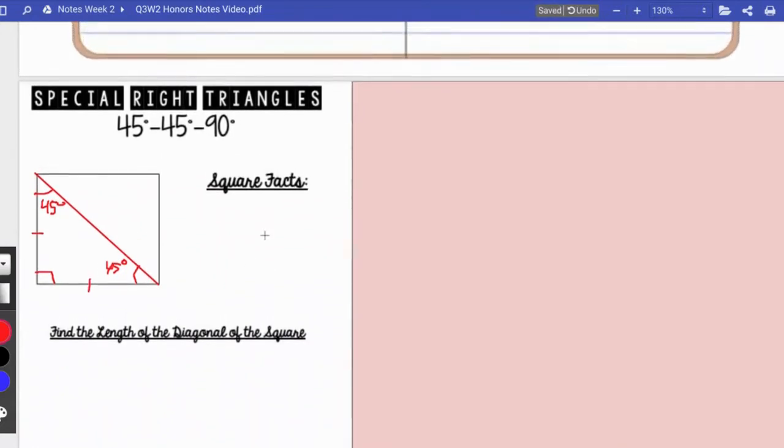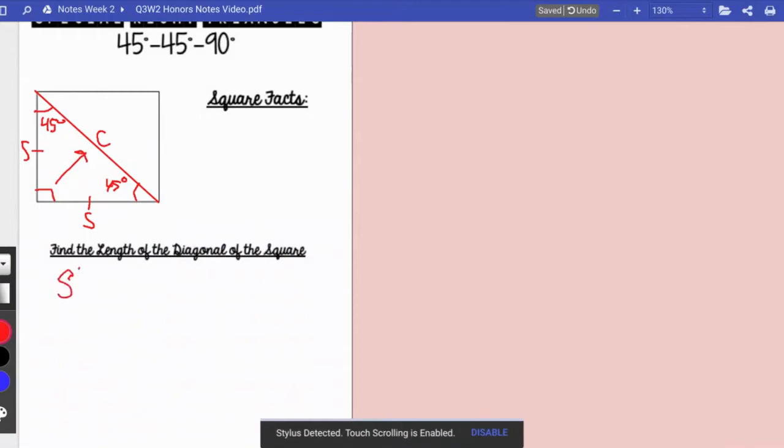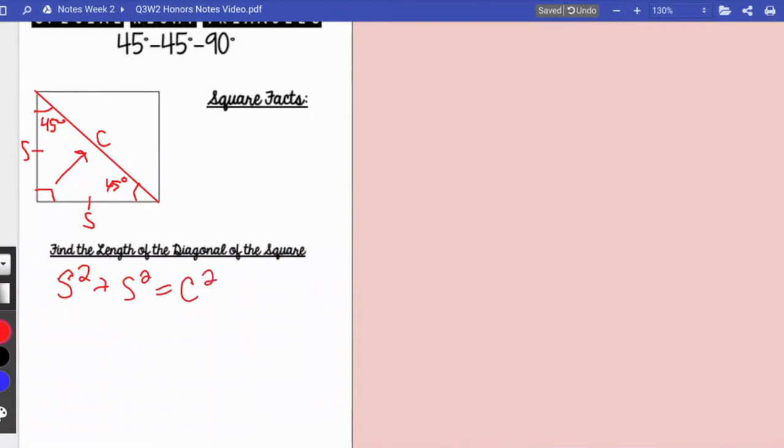So if we know both sides are the same, then I'm going to put S and S on these two sides for side and side. Let's solve for the hypotenuse. Let's call that C. If I want to use the Pythagorean theorem to solve for the hypotenuse, that's S squared plus S squared equals C squared. S squared plus S squared, that's 2S squared. That's going to equal C squared.